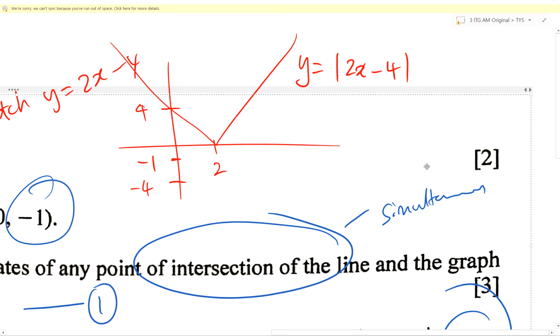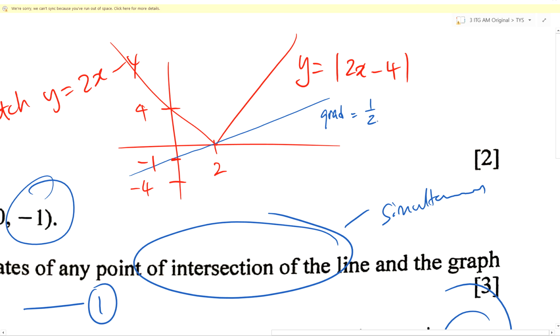For a line to intersect at 2 points, it cannot look like this, right? Because it's only intersecting at 1 point. Now what is this gradient over here? The rise is 1 unit, the run is 2 units, so the gradient is half. Or you can use y2 minus y1 over x2 minus x1. So this gradient is half.